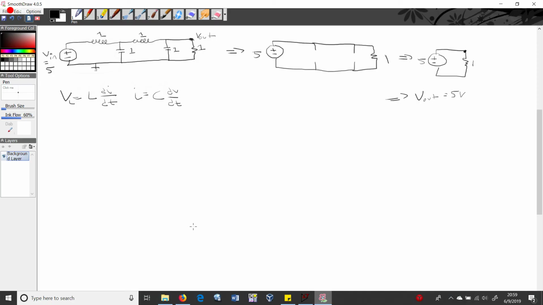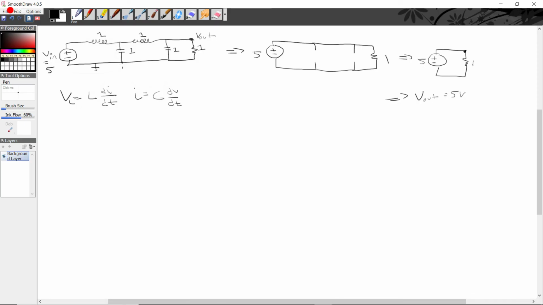So anyway, that's an important thing to remember. If you have DC sources with RLC circuits, we can simplify a lot. You do not need to be using your differential equations knowledge in order to solve.